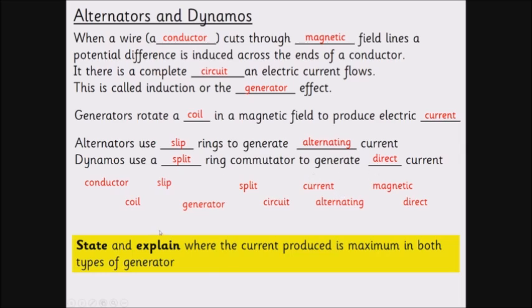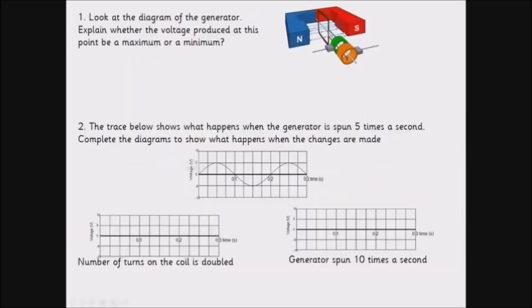Okay, and you need to be able to explain where the current produced is a maximum in both types of generator. And remember, it's a maximum current when the sides of the coil are cutting through the most magnetic field lines, and that's when the coil itself is horizontal. Okay, and just the last little bit, have a look at this diagram here.